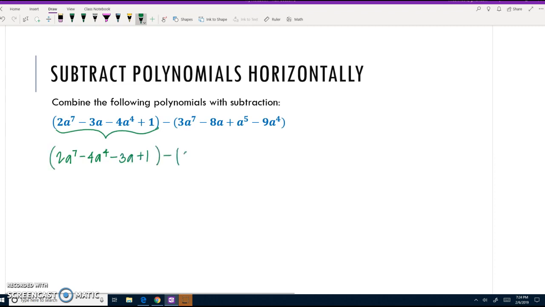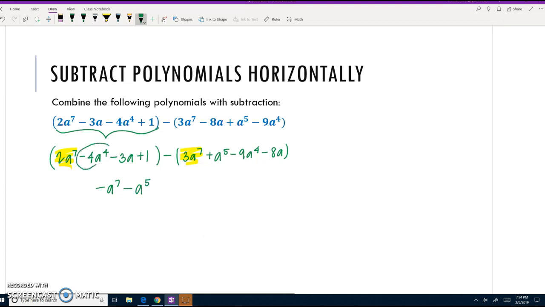And then here, 3a to the 7th needs to come first, but then I've got a plus a to the 5th, a minus 9a to the 4th, and a minus 8a here. So when we start combining like terms, we have a 2a to the 7th minus a 3a to the 7th. So we're going to have a minus a to the 7th. Now, notice we've got an a to the 5th over here, but not over here. So I'm just going to end up with a minus a to the 5th here.